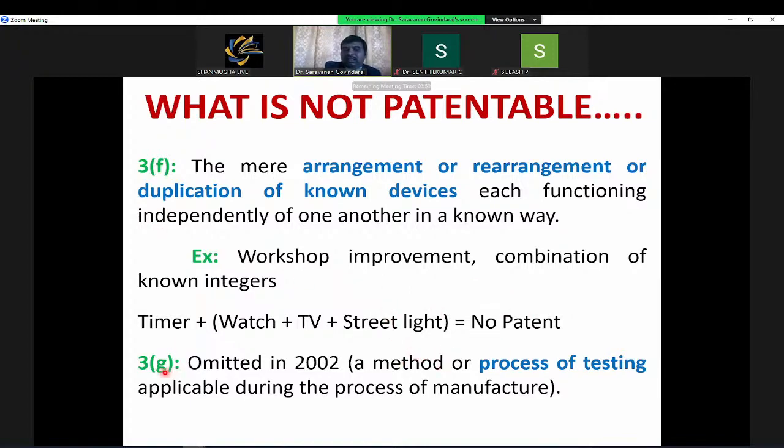And 3(g), okay, that is section 3(g) for the process of testing during manufacture. So earlier it was there, but nowadays, with the 2002 amendments, this section 3(g) was omitted. When we are using a process for testing, even that will come under the category of patentable.